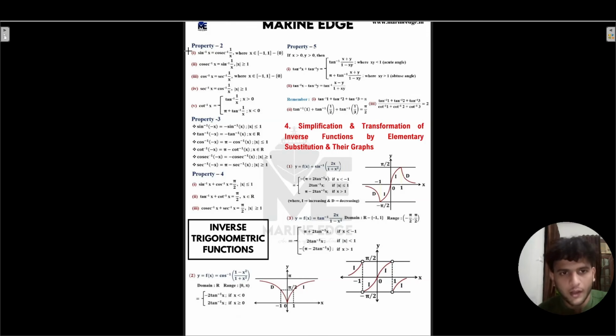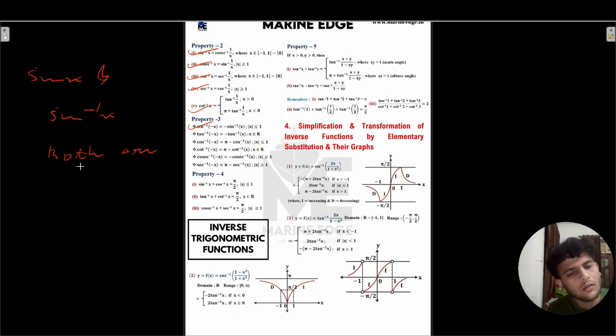Okay, so these are a few identities. I hope you guys are familiar with these identities. These identities are the most important building blocks of inverse trigonometry as well as your trigonometry. Okay, so just go through these properties. That is sine inverse of minus x is equal to minus sine inverse x. Mind you that sine x and sine inverse x both are odd functions.